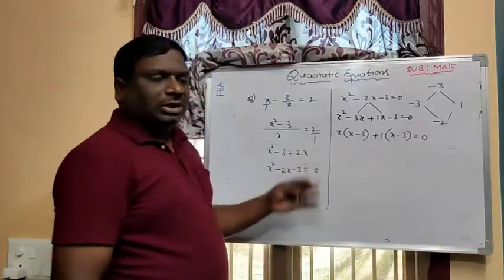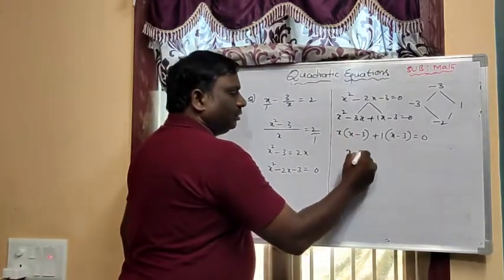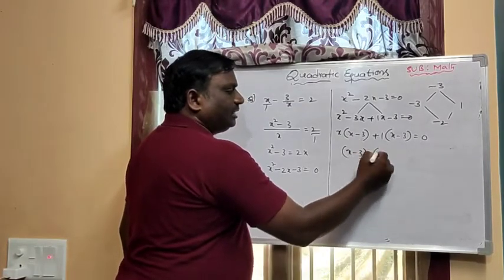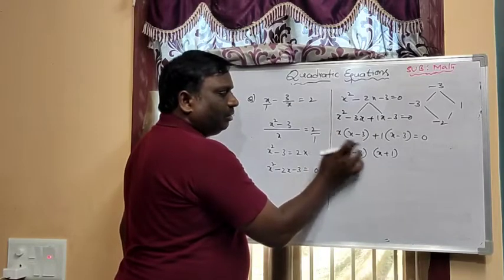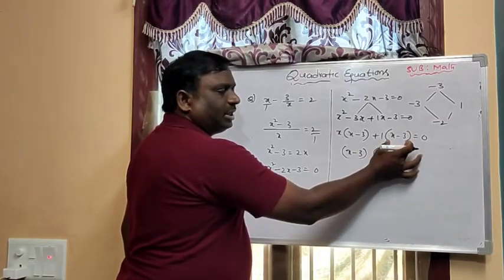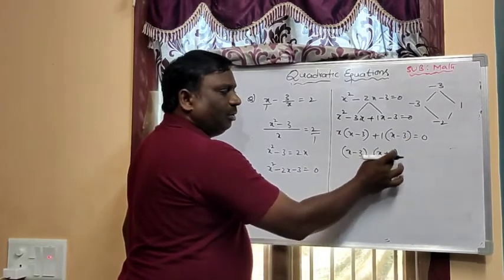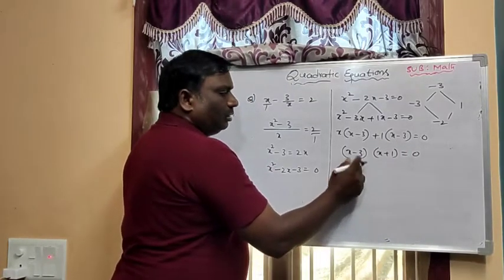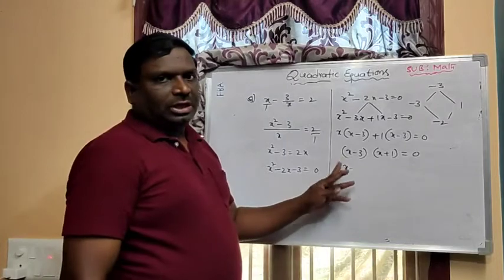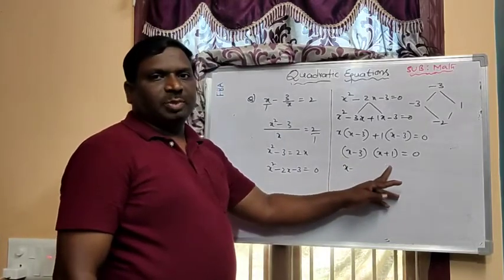Here one term, here another term. From these two terms, what is the common value? x − 3 and x + 1. Why? Because if you take x − 3 common, x will become here, and from the second term, if you take x − 3 common, plus 1 will become here. So (x − 3)(x + 1).